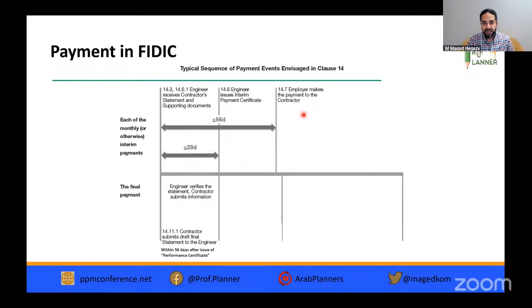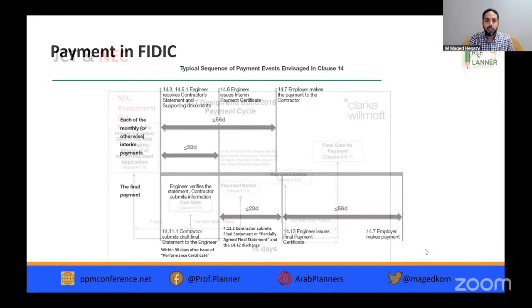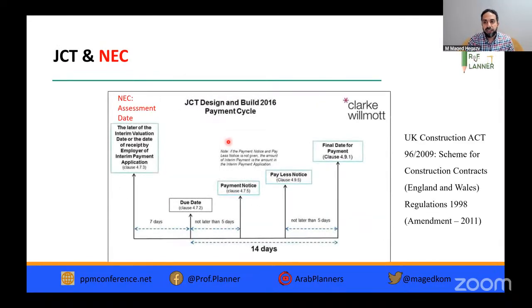The contractor submits a draft, then it is reviewed, because this is final, so we cannot make corrections after that. Then the contractor submits the statement. Within 28 days, the engineer issues the final payment certificate, and after this certificate, within an additional 56 days, the employer makes the final payment. The GCT and NEC almost follow the UK Construction Act, the Scheme for Construction Contracts, and the regulations of 1998, amended in 2011.